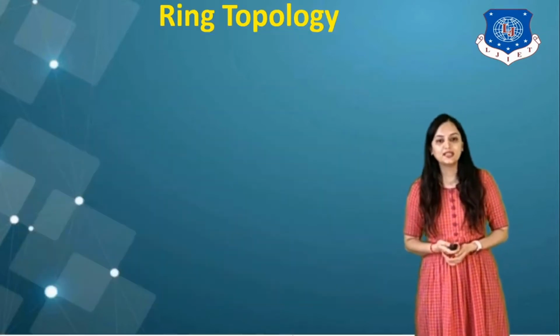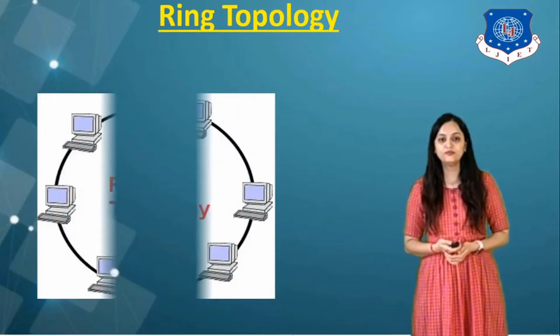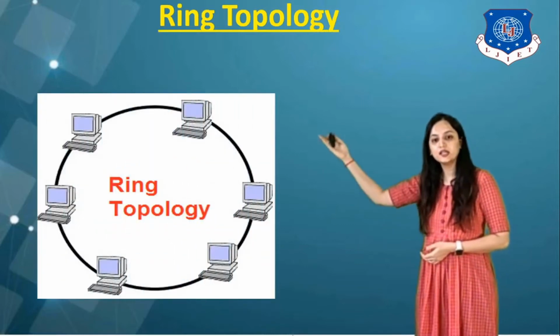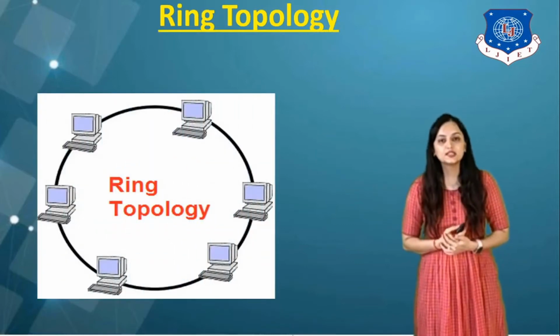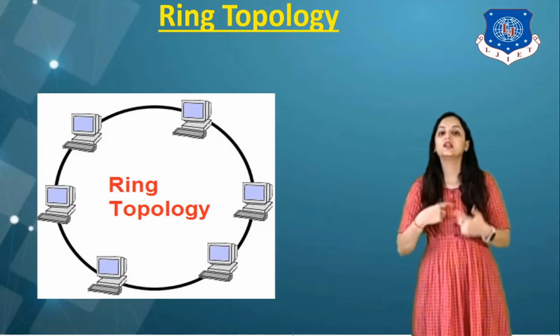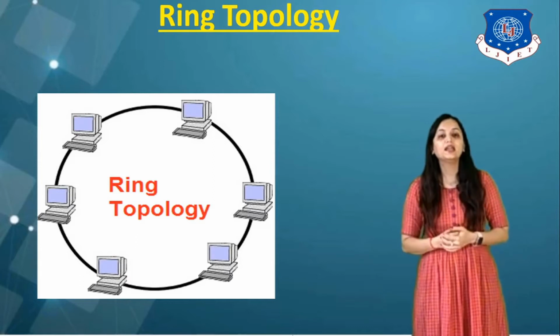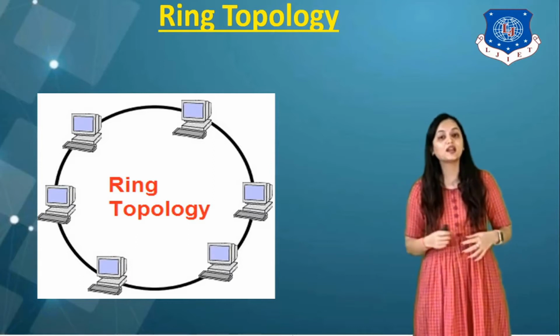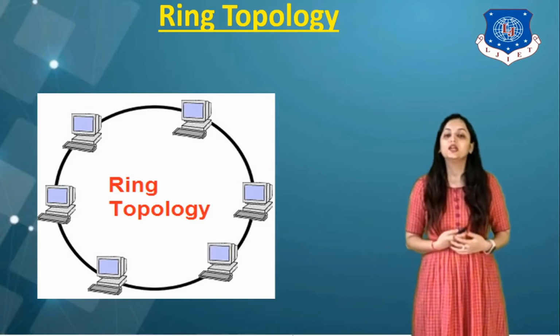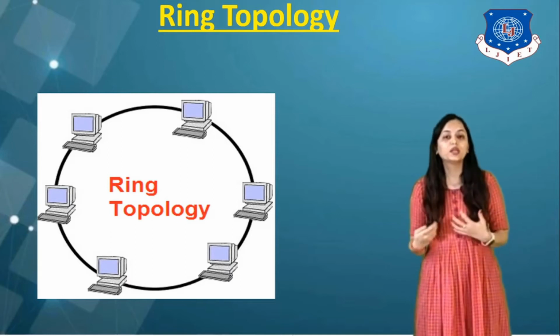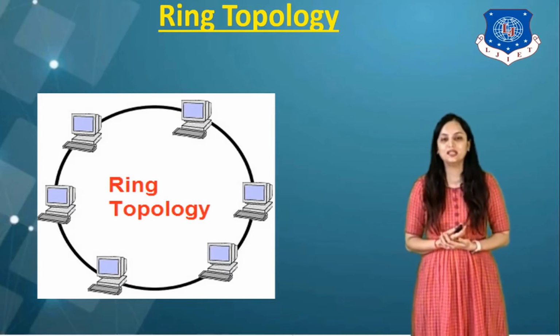Now the next is ring topology. As you can see over here, this is the ring topology. In this, all the devices are connected forming a ring shape. Each device is connected to two different devices. In this, the data is transferred using a round robin algorithm. It will pass the token, and token management is done to send the data.